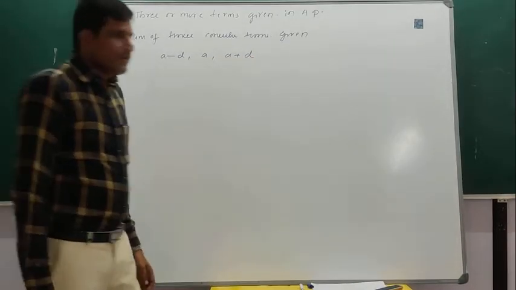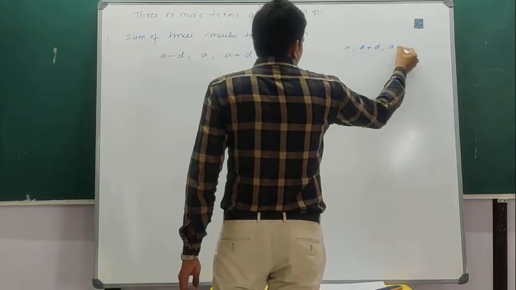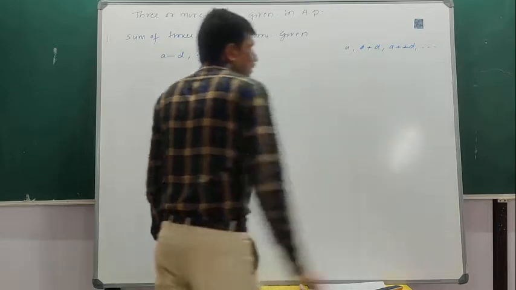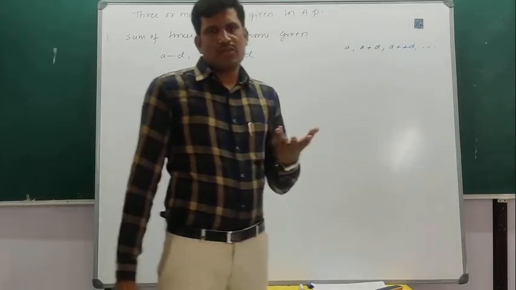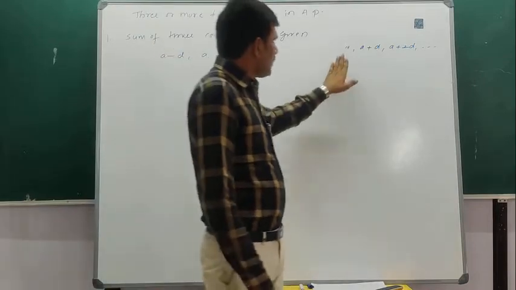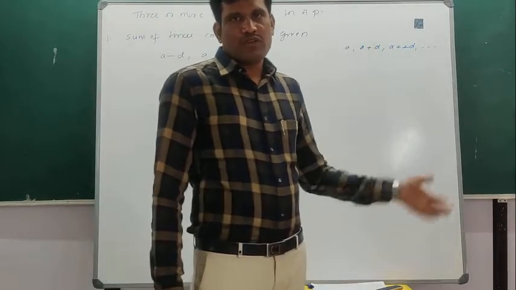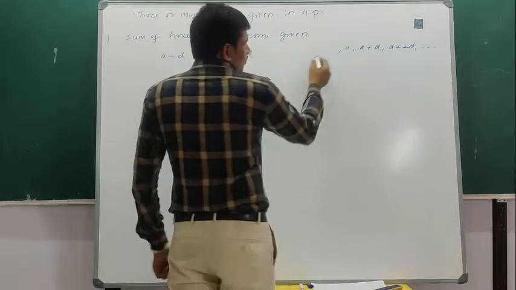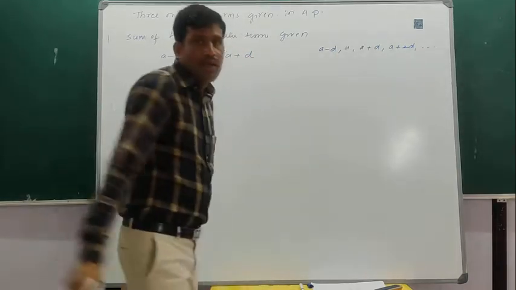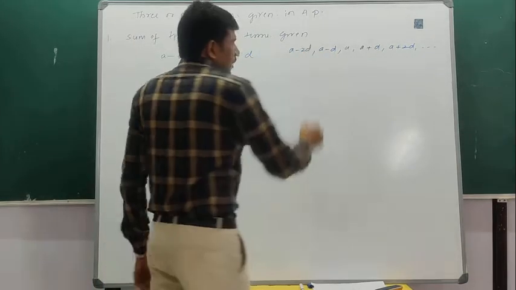Generally, we write the series of AP as a plus d, a plus 2d and so on. Right? So if we take the three numbers as a plus d, a plus 2d, there is some problem, which I will explain while solving the problem. So what is the number before a? The number before a will be a minus d, and the number before a minus d will be a minus 2d.